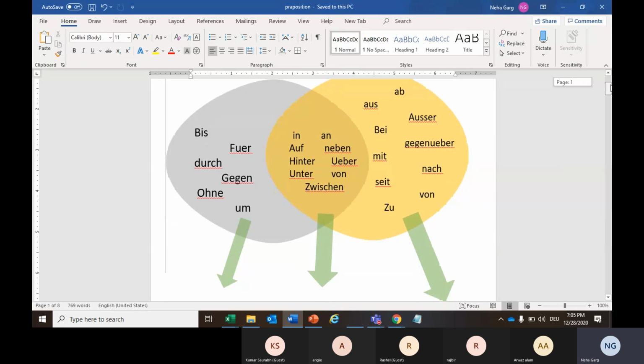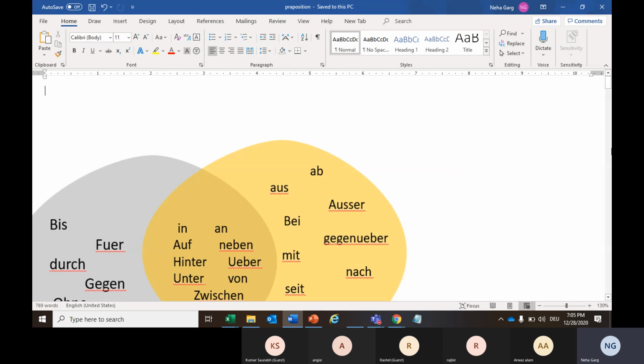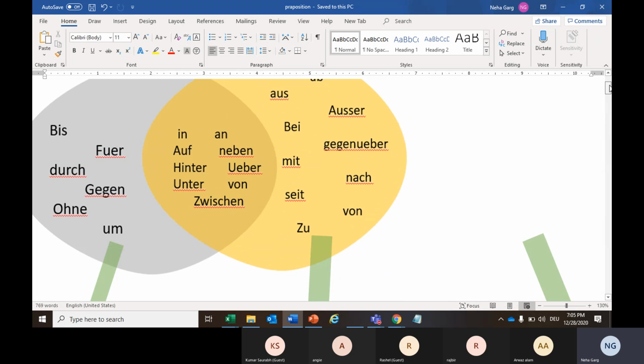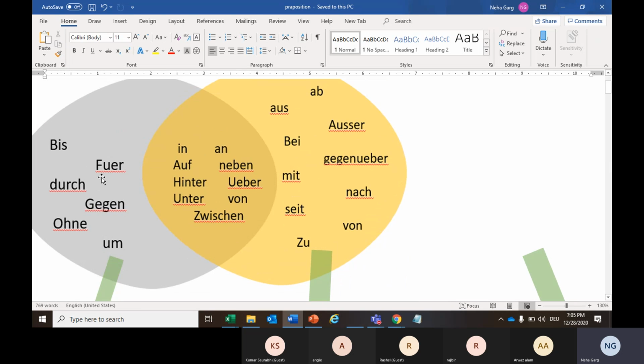So I'm just repeating the prepositions which we have in accusative and in dative, and then I'll give an introduction for vexel prepositions. As you can see in the picture, in this blue highlighted area, we have accusative prepositions, some of the accusative prepositions which are fixed accusative. For example, bis, für, durch, gegen, ohne.